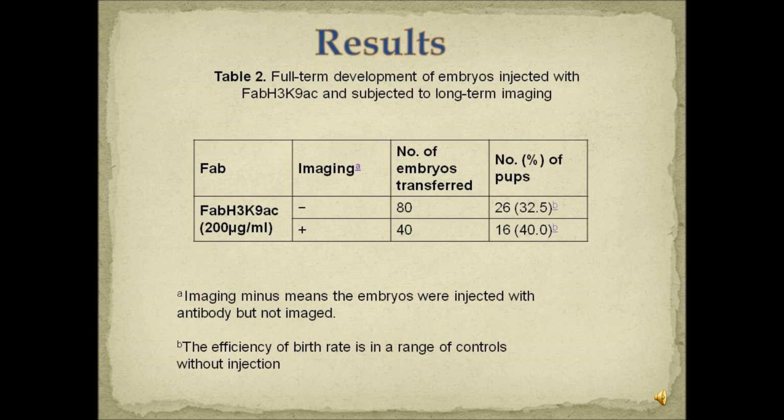Table 2 represents the embryos generated by in vitro fertilization that were injected with Fab H3K9AC 488 together with 5 mg per milliliter of H2B MRFP mRNA. Embryos were then transferred to a uterus 2.5 days post-coitum in pseudo-pregnant females. With the antibodies injected, it improves the embryo development, and the number of embryos transferred supports this.